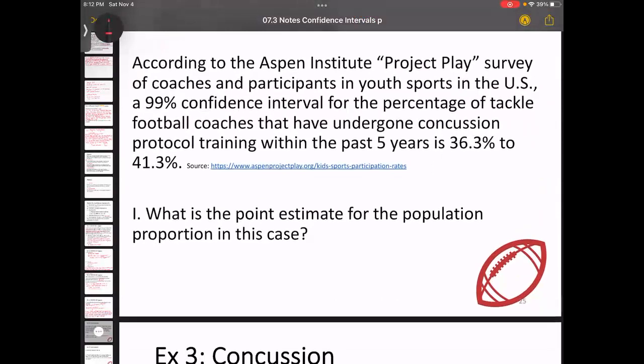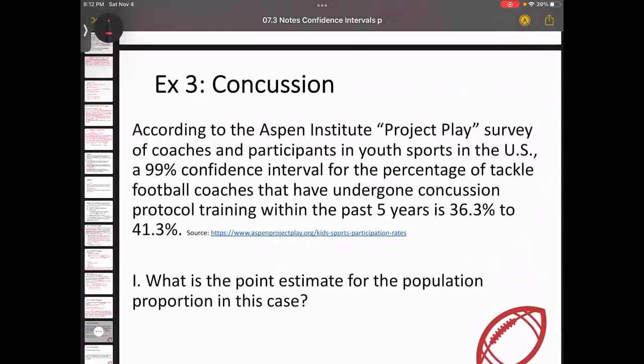Okay. So the next example is a concussion example, and this has to do with concussions. So let me read the example. According to the Aspen Institute, quote unquote, Project Play survey of coaches and participants in youth sports in the US, a 99% confidence interval for the percentage of tackle football coaches that have undergone concussion protocol training within the past 5 years is 36.3% to 41.3%. And there's actually a link for this.